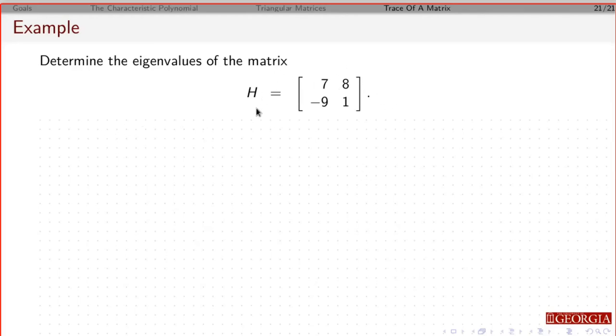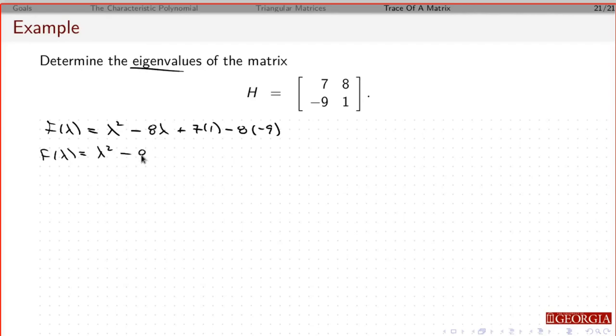Let's do another example. Suppose I have this now. Okay, so I've got to find the characteristic polynomial. That's going to be lambda squared minus the trace, 7 plus 1 is 8 lambda, plus the determinant, which is 7 times 1 minus 8 times minus 9. So that comes out to be minus 17, nope, sorry, I looked at the wrong place here. That comes out to be 79. Nope, it becomes a plus 79. Sorry, looking in the wrong place in my notes.